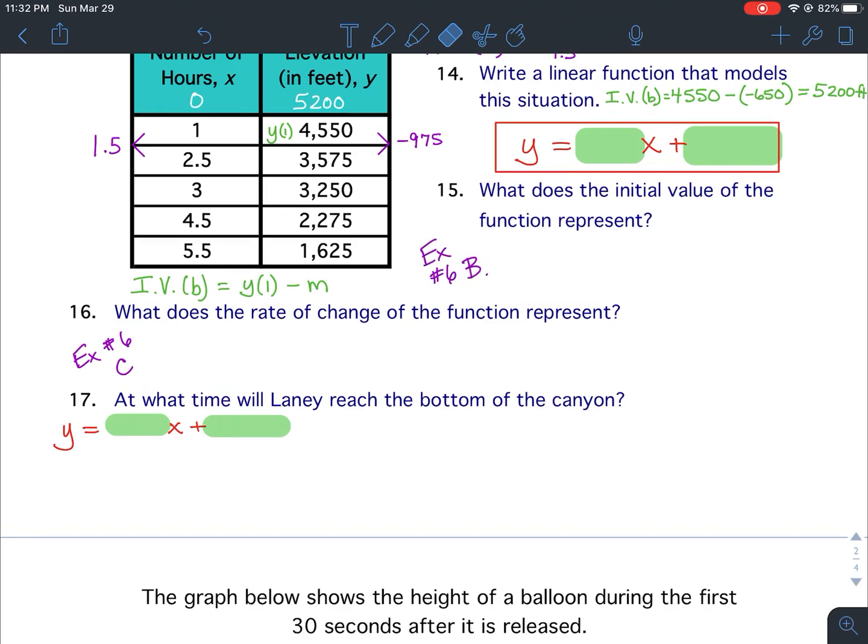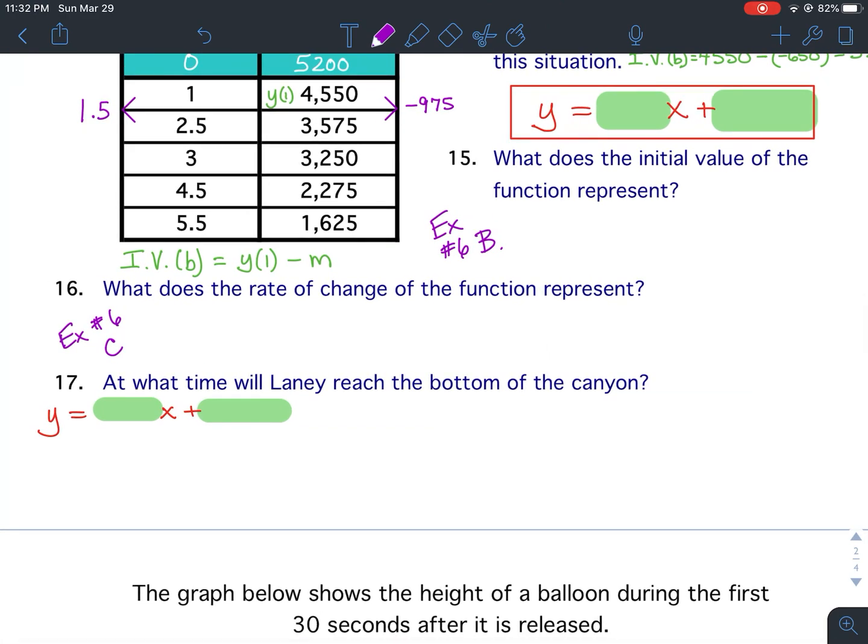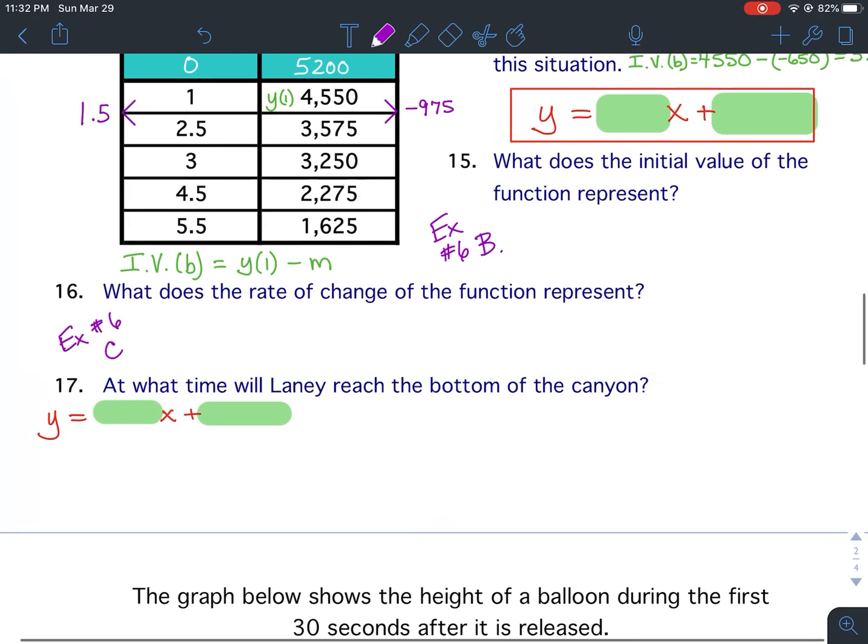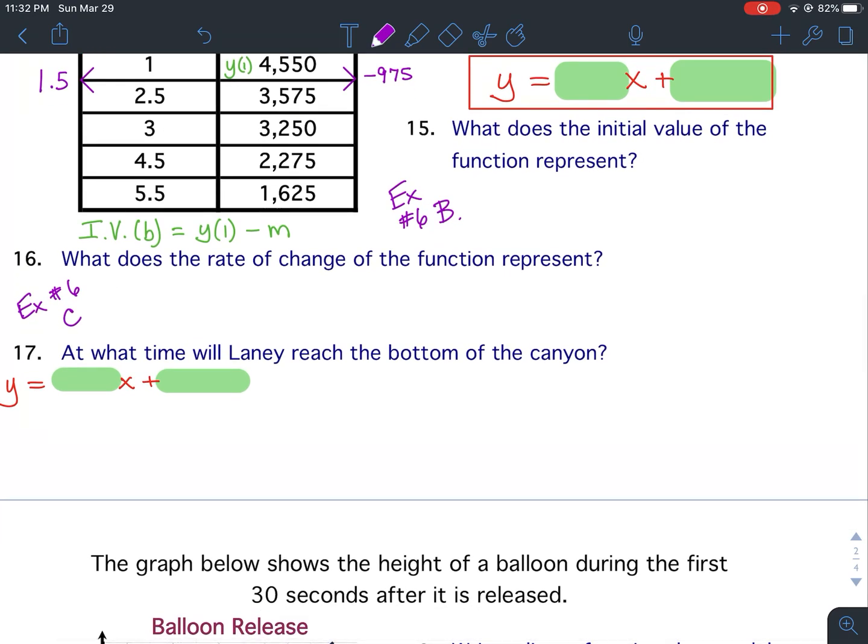All right, question 17. At what time will Lainey reach the bottom of the canyon? Remember, when she reaches the bottom, that means her elevation will be 0. So let's write that down over here. So let's put elevation, which is your y, will equal 0.